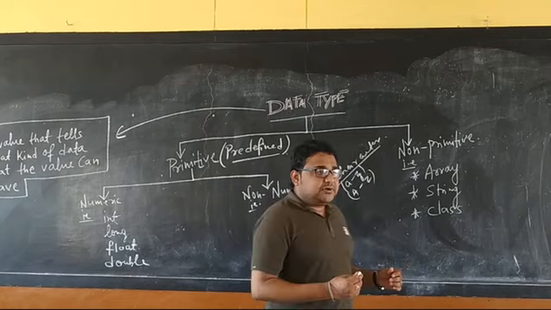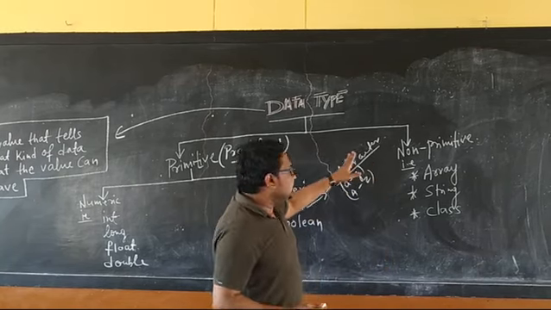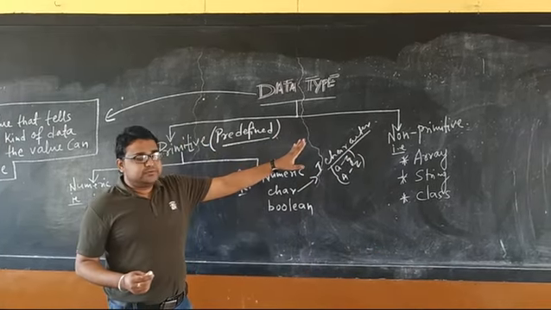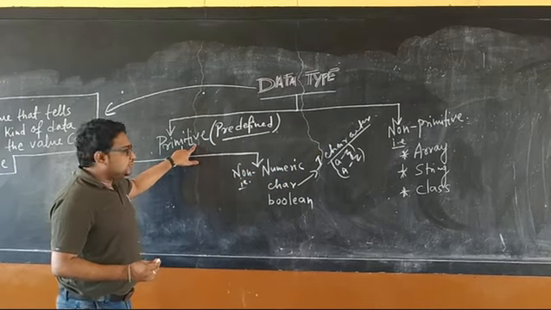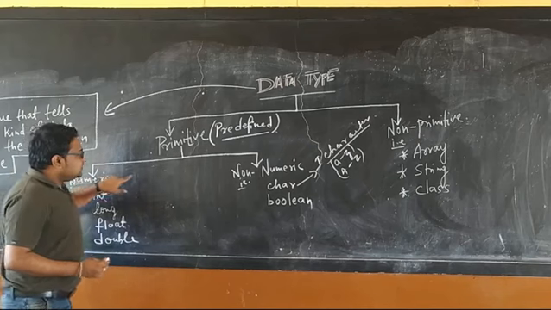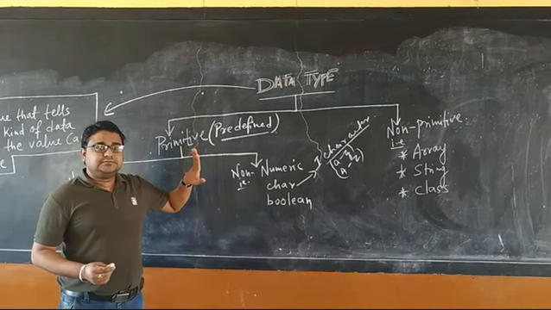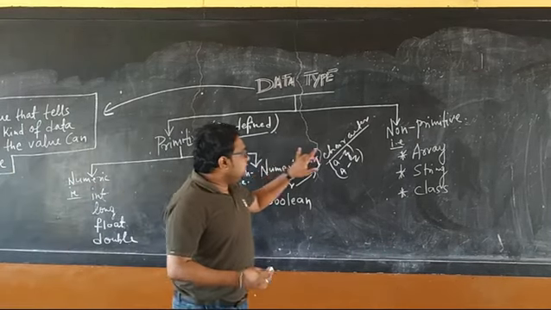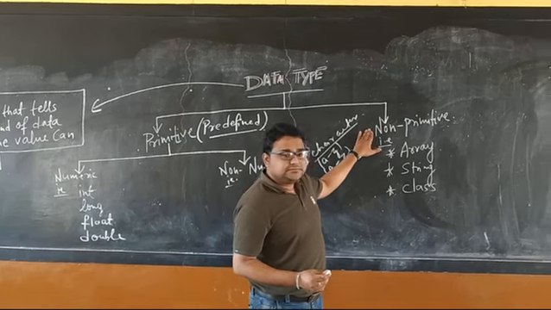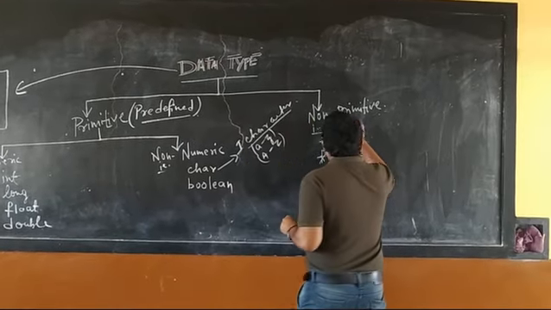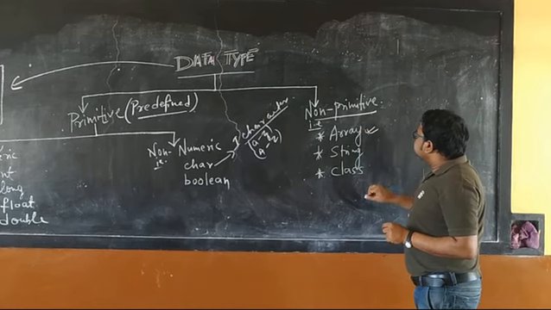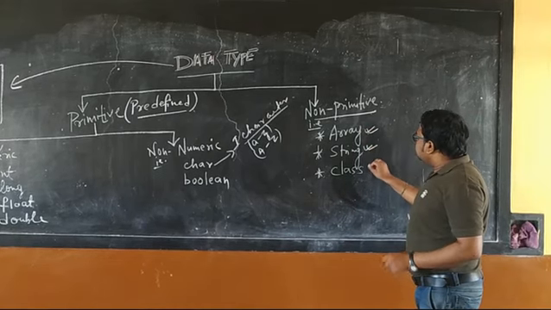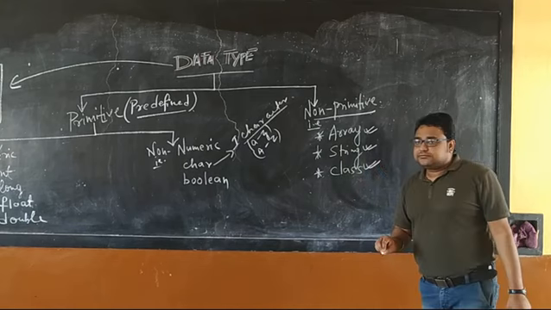Now we will discuss non-primitive. The second type of data type is what? Non-primitive. We already discussed primitive, and primitive is also of two types, numeric and non-numeric. Correct? Now we will discuss non-primitive. Non-primitive data types are of three types. First one is array, then string and class.